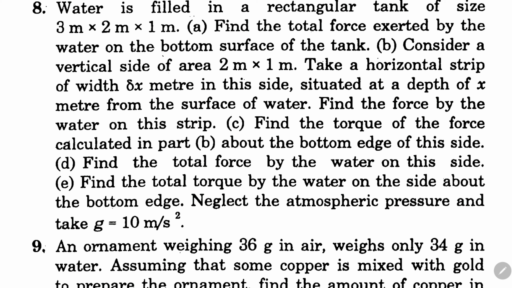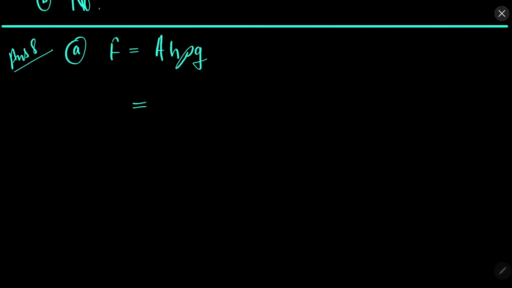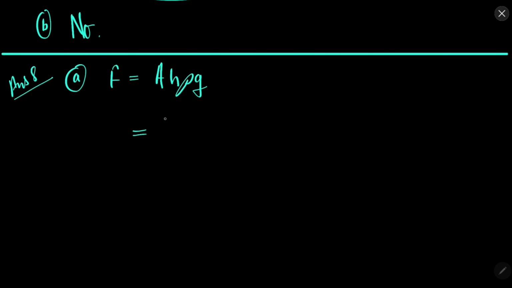In the next question, water is filled in a rectangular tank of size 3 by 2 by 1 meter. We need to find a lot of things, total force and so on. So let's try to find. The 8th one. First, the force can be found using the basic formula, pressure into area. This is pressure, this is area. So it will come out to be 60,000 newtons.